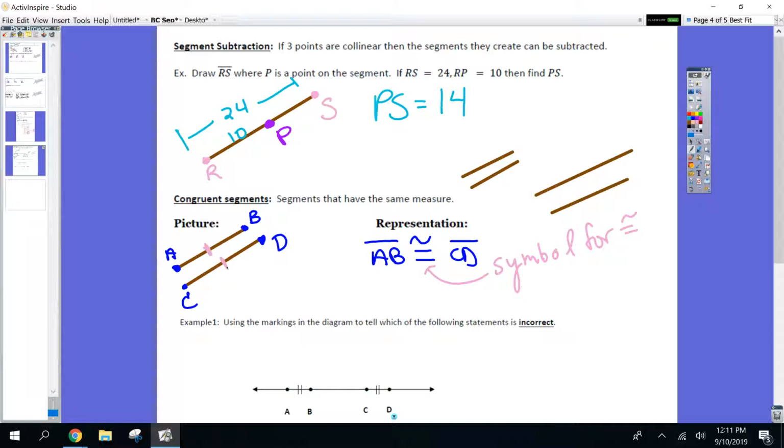Hash marks. So you will see those. If you see those on any diagram, those 2 segments are congruent. They do not have to tell you how long they are. Whoa, not done yet. I got a challenge, follow-up question.